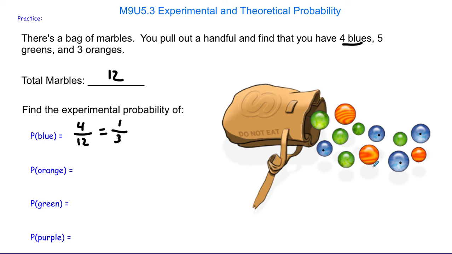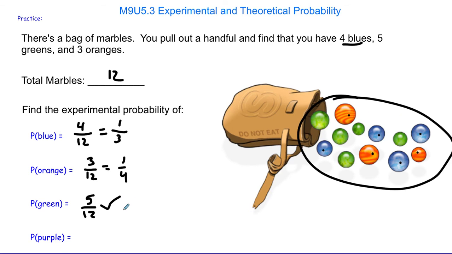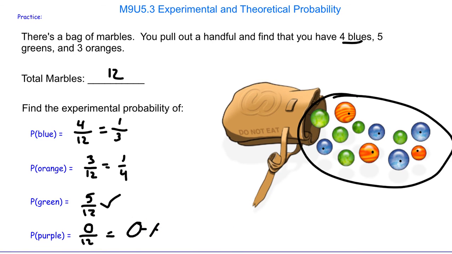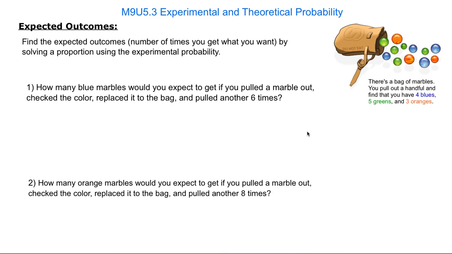Probability of orange would be these 3 out of those 12, so that'd be a fourth, right? 25%. You try green and purple. Go. Okay, so green, pretty straightforward, 5 out of 12. It doesn't simplify very much, so you'd leave it like that. And purple, oh hey look, no purple. So you have no chances in 12 to pull out a purple, so you have 0% chance, right? Great, it's not going to happen because there are no purples in there. Neat.